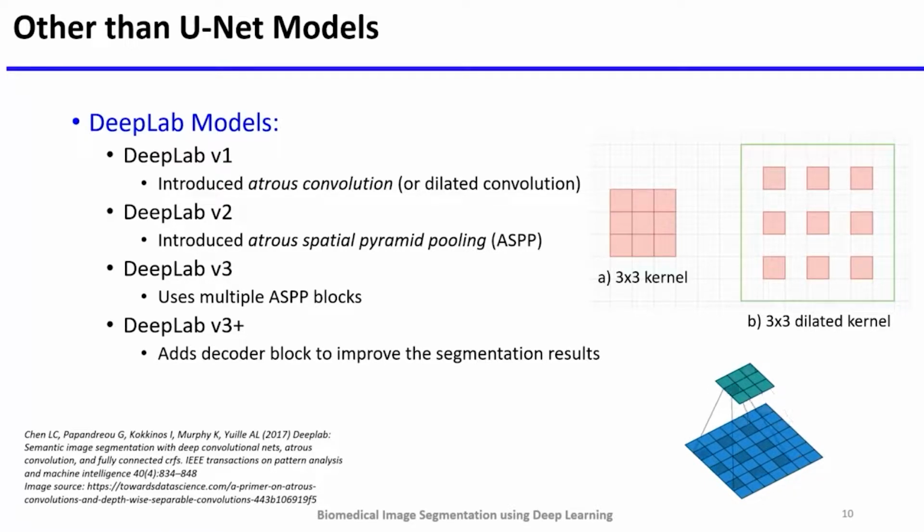DeepLab V3 Plus further extends DeepLab V3 with a decoder block to improve the segmentation results. It also used depth-wise separable convolution to address the problem of complex computations. These, other than U-Net models, are very widely utilized in integration with the standard U-Net model for various biomedical image segmentation tasks that address several disadvantages or problems associated with the vanilla U-Net model.